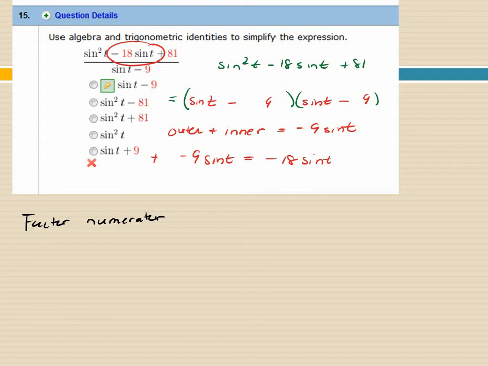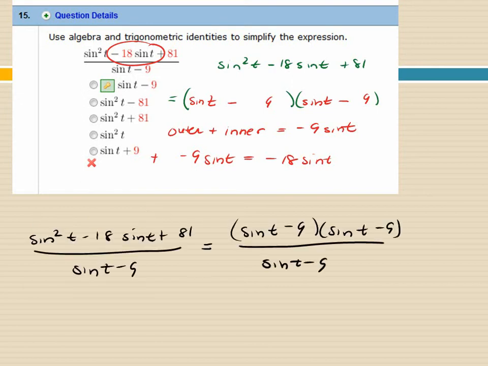And you secretly had a clue that it might factor like that because the denominator is sine t minus 9, and just knowing how these problems work, you probably think this is going to cancel out. So there you have it. There's the original. There's the factored version. Out they go, sine t minus 9. Thumbs up?